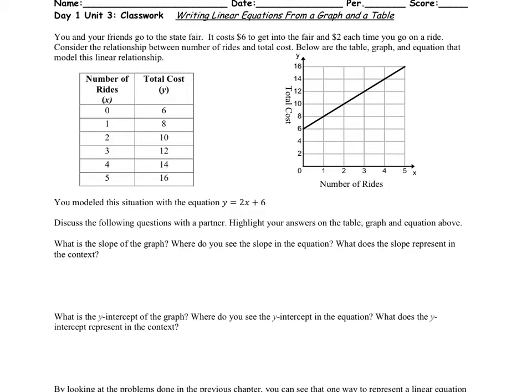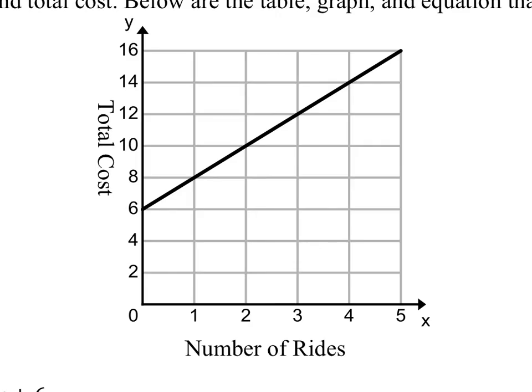So what is the slope of the graph? Where do you see the slope in the equation? We'll get to that, and then how is it represented in the context. Let's figure out what the slope is first. Alright, so we just need to identify two points on the graph that we can use to find good old slope. I'm going to use this point right here, and then to make my triangle big enough and visual enough, I will use this point right here. So let's go ahead and figure out what these are. I got (0, 6), and then up in here I got (4, 14).